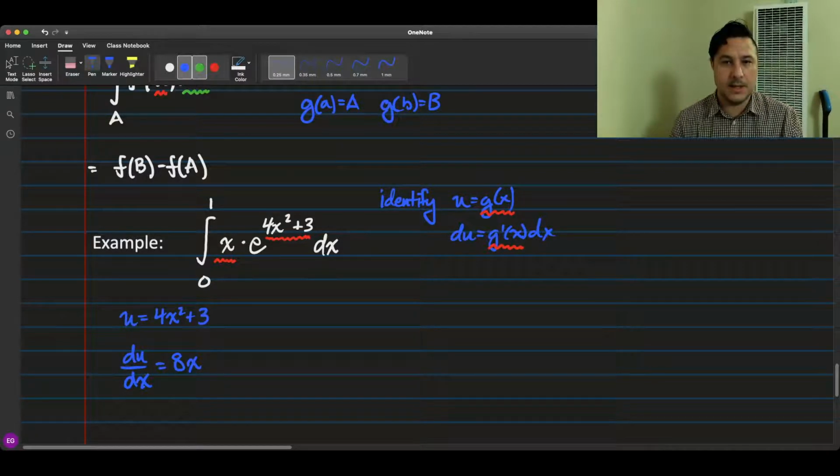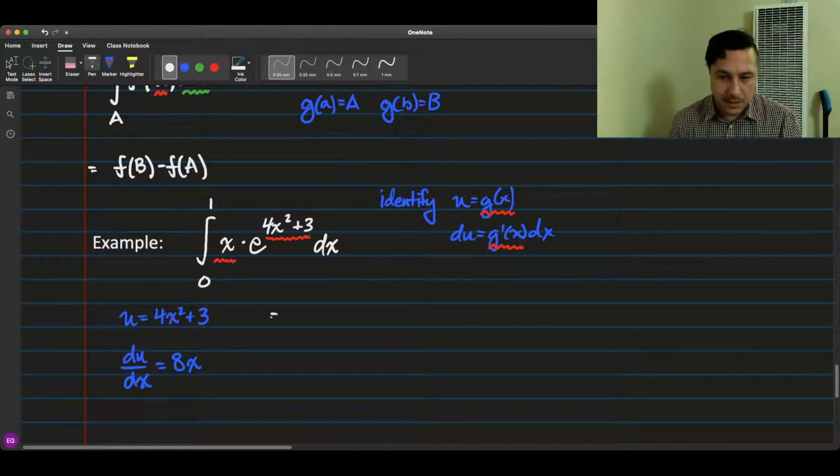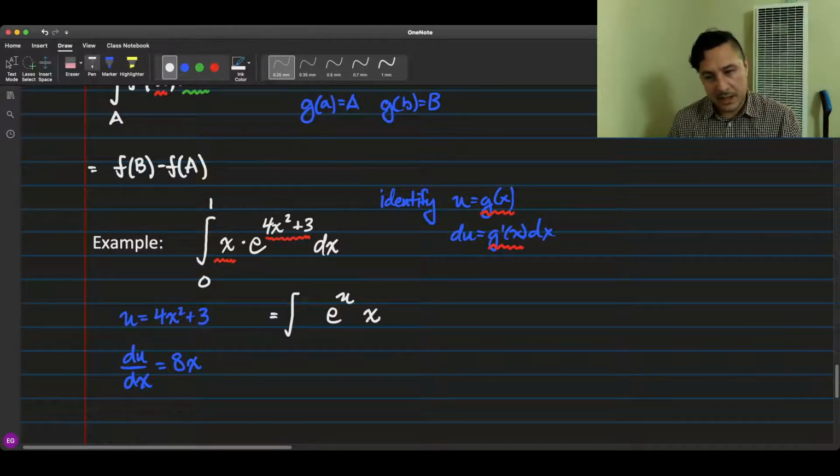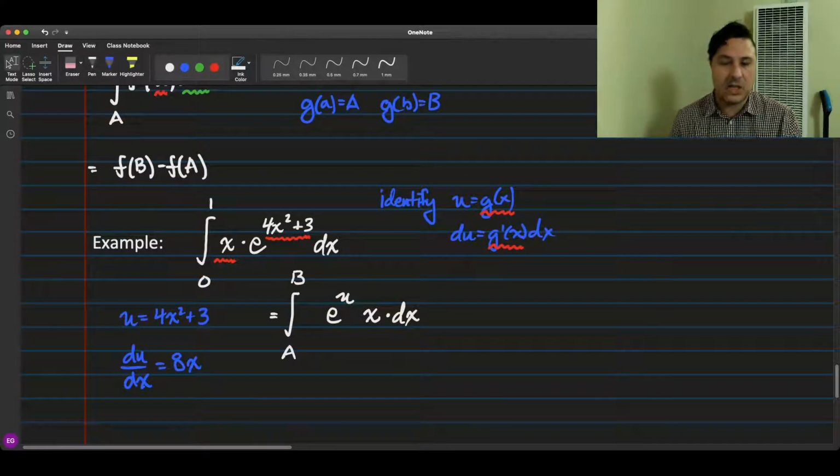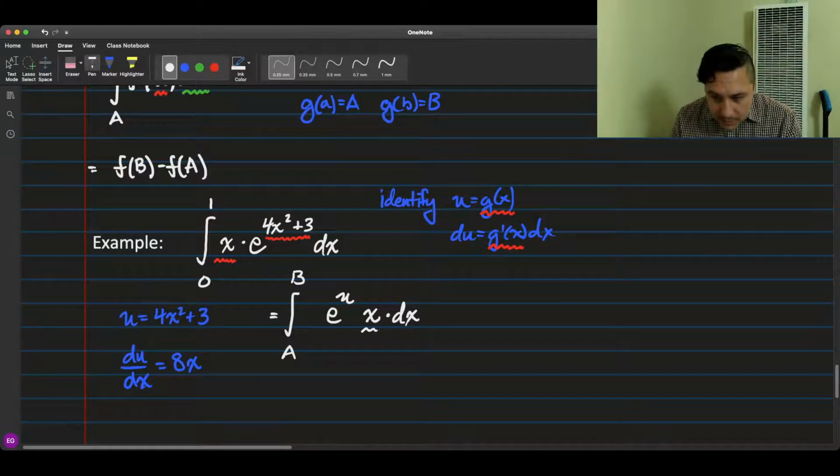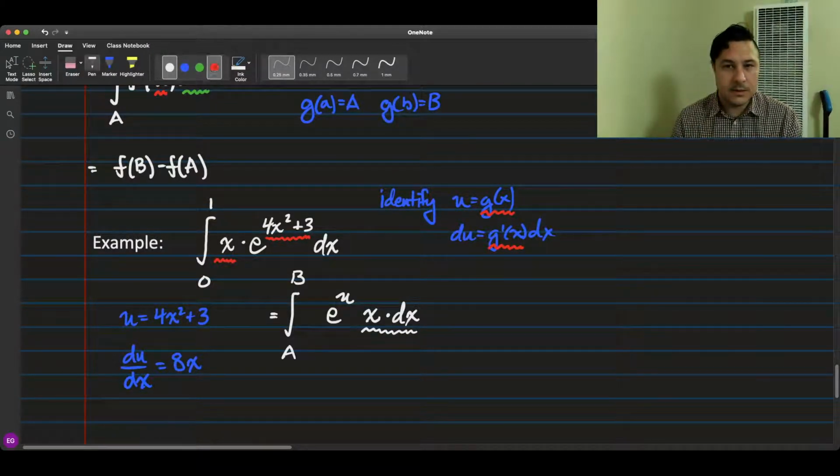So let's start making some changes. So I have my e to the 4x squared plus 3, so that now becomes simply e to the u. Now I have some leftover stuff, the x times dx, and we're just going to write a and b here because those are going to need to be changed later. We'll deal with that later. So I have x dx here.